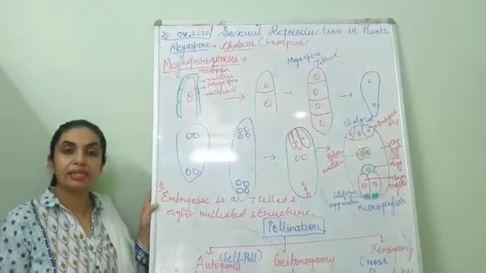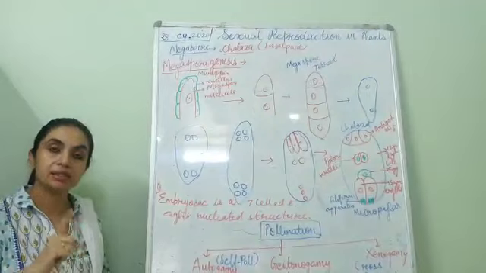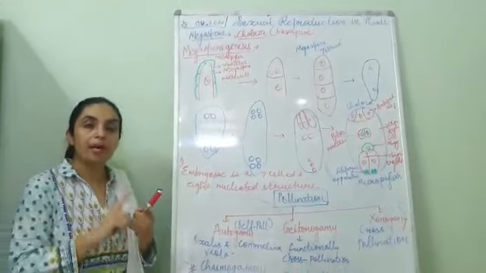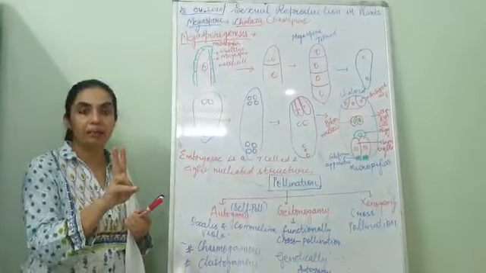Good morning children. Yesterday we discussed microsporogenesis, that is the formation of microspore. Microspore is a pollen grain which is going to form two male gametes.